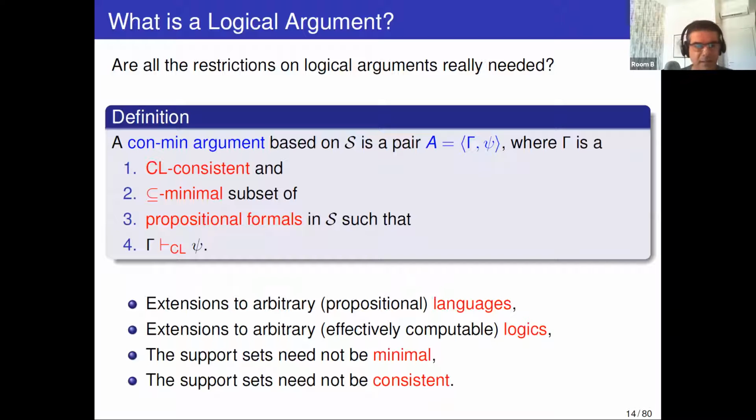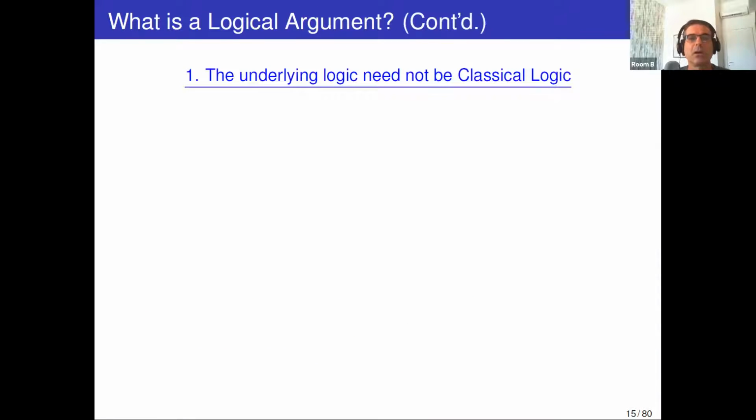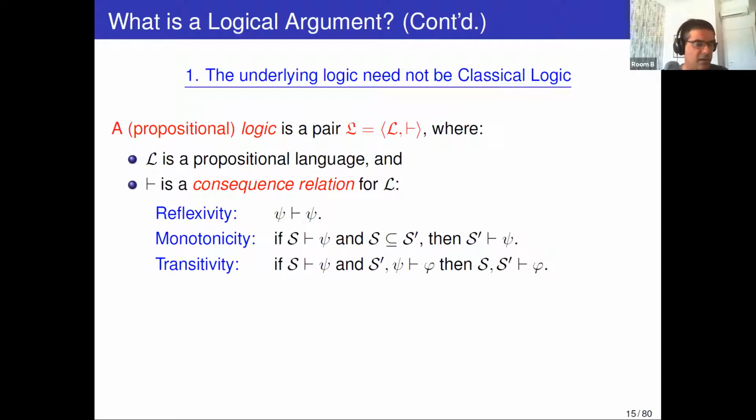So let's elaborate on these issues. First of all, the logic. The first extension is that the underlying logic need not be classical logic. We may use other logics as the base logic, and here we use the common definition of a logic, which is very essential in our case: a pair consisting of the underlying language, denoted here by L, and a Tarskian consequence relation, which is required to be reflexive.